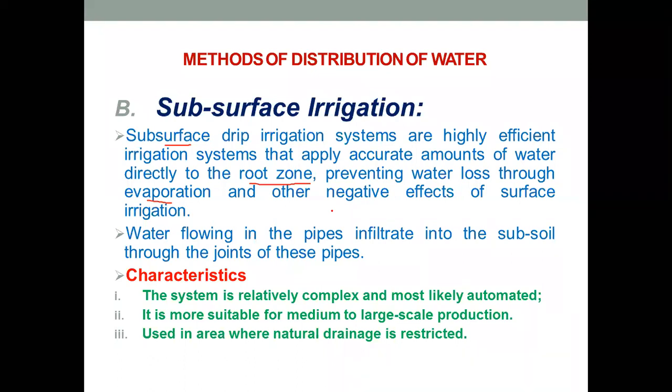The first is the loss through evaporation. Any water which you apply on the surface is going to come in contact with the sun, and that water is going to get evaporated. But in this case we are providing water underground, directly to the root zone, so no water will come directly in contact with the sun. So first, the evaporation loss is reduced.